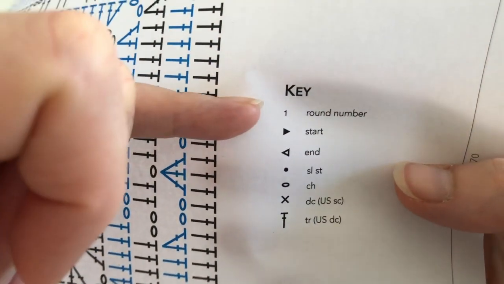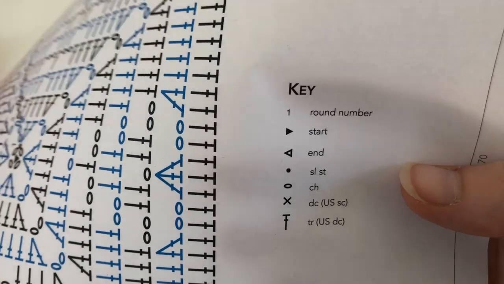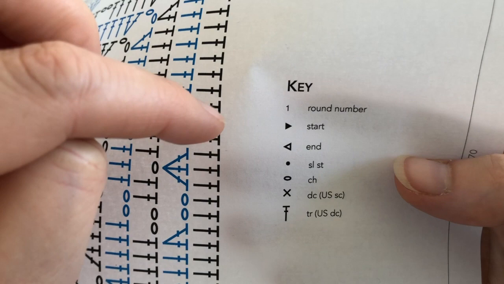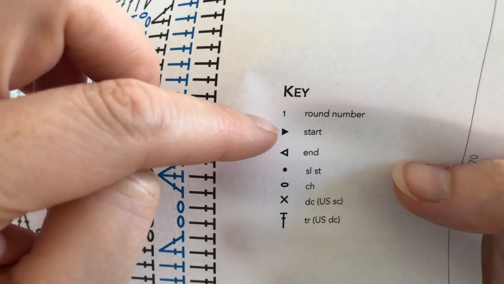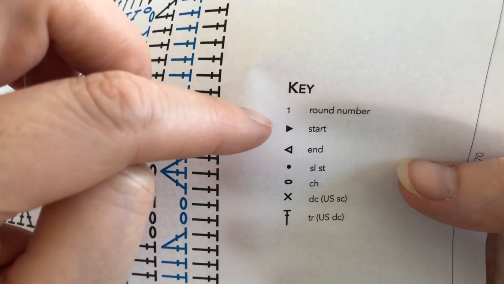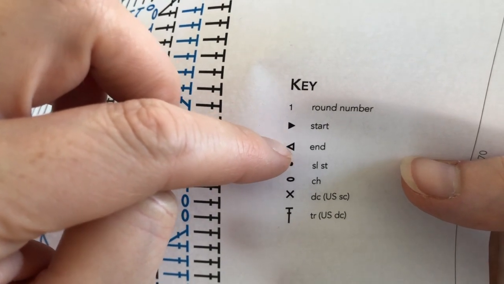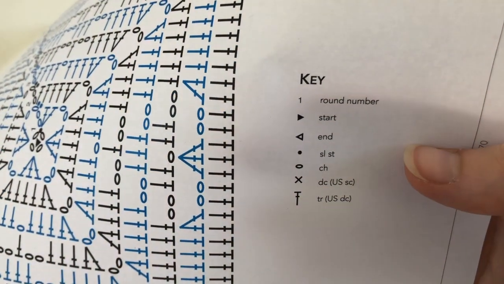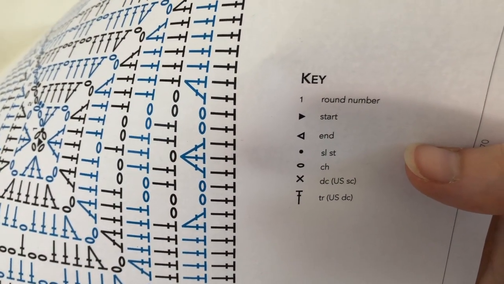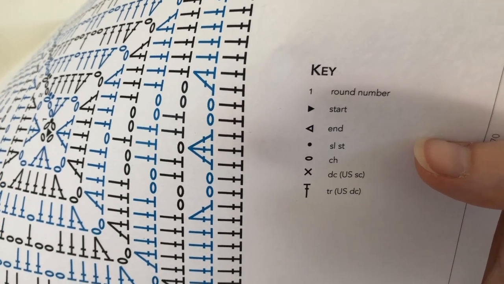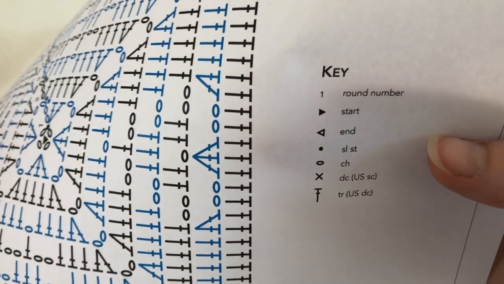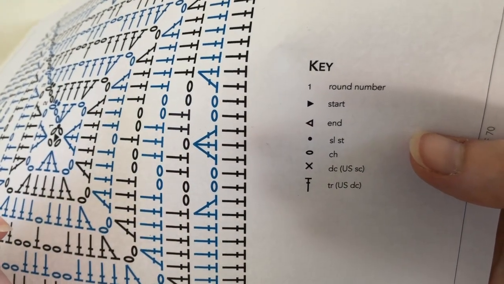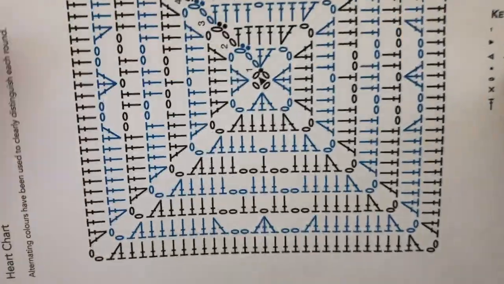I've noted down that the little numbers mean a round number, but I've also noted the start and end point. So the start is marked with this little filled in arrow or triangle, and the end is shown with a hollow little triangle. That could be handy when you're looking at a big chart and it can be hard to find the beginning, so it's good to have a little indication of where the beginning is, and also an end can indicate where the yarn will change, so that can be good to know as well.